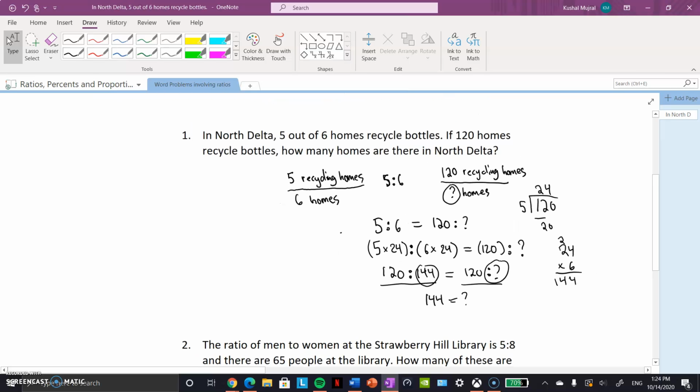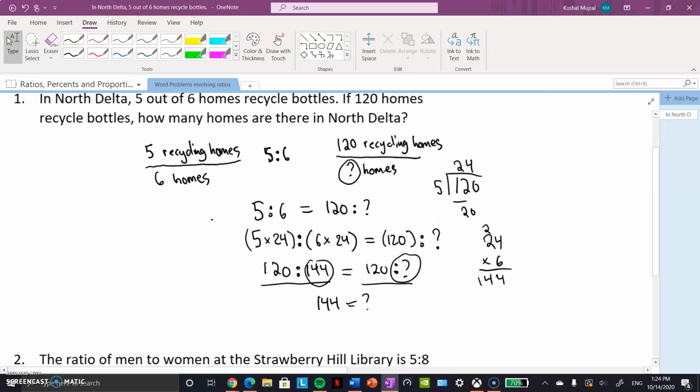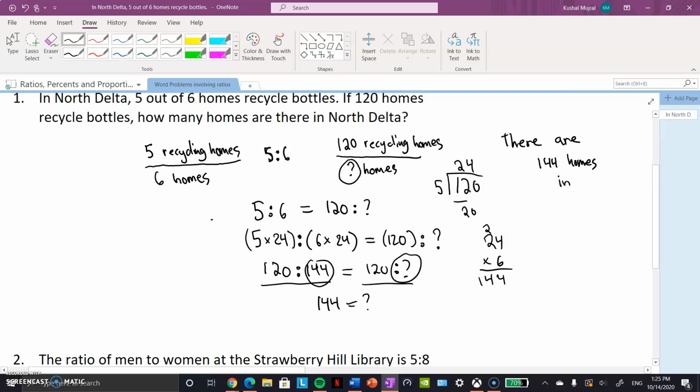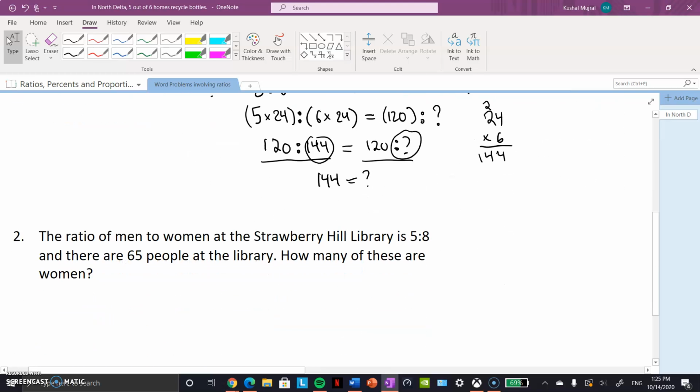Okay, so the number of homes in North Delta, there are 144 homes in North Delta. Okay? That's your answer there. Let's look at this one.